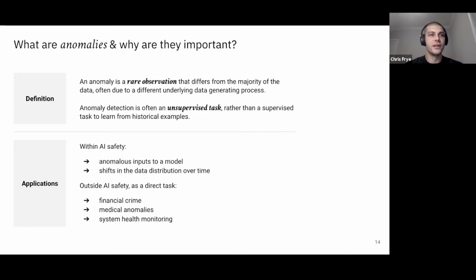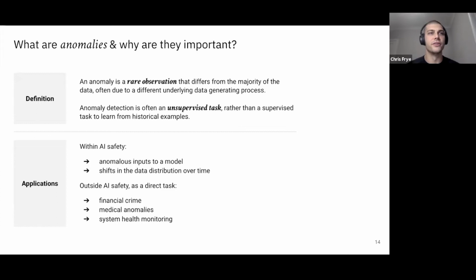And anomaly detection is, in its purest form, an unsupervised task. We're simply looking for events that do not follow the usual trends in a data set. And this is in contrast to a supervised task, like learning to classify data based on historical examples. So anomaly detection is quite different from that.